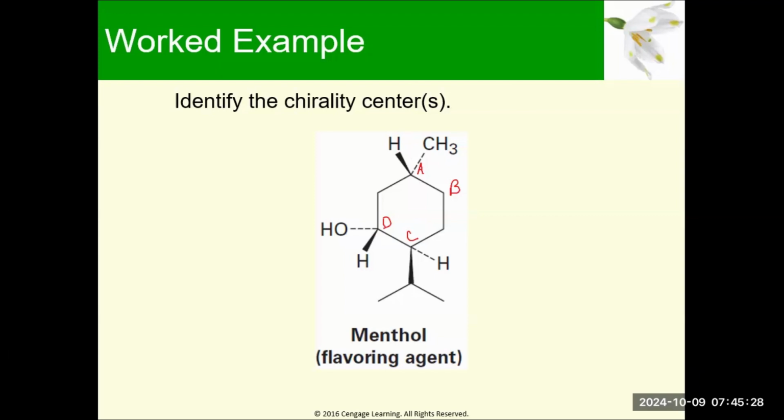Now, if we look at B, we know we have 2 hydrogens on B. And so because we have 2 hydrogens on B, there are already 2 identical substituents. Therefore, B cannot be chiral.